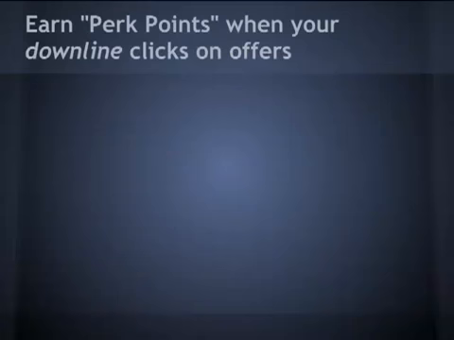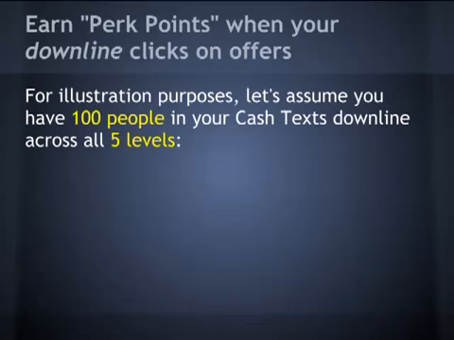Now you can also earn perk points when your downline clicks on offers. For illustration purposes, let's assume you have 100 people in your CashText downline across all 5 levels. So 100 people get a perk text. By the way, perk texts are great because they're going to be able to be sent to the whole list, whereas cash texts are really going to be very localized and very focused on individual groups. But perks are going to go out to a much broader base. But cash texts are going to depend on your personal settings and what you choose as your favorites and your demographic information, etc. So 100 people in your downline get a perk text.